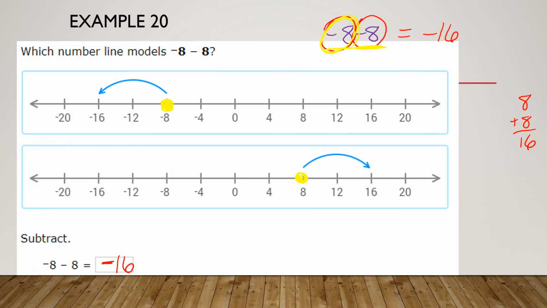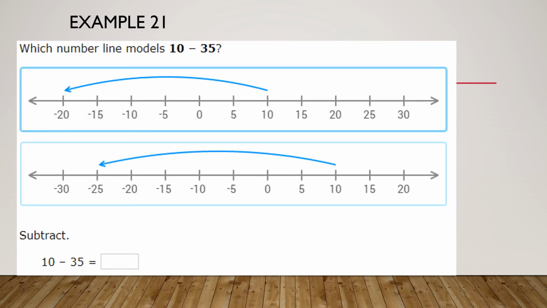So if you're subtracting 8, you're going to the left 8 spaces. However, on this number line, it is going up by 4s in each space. So since it's going up by 4s, and we only need to go 8, then we're only going over 2 places, which puts us at negative 16, which supports our answer here at the bottom. Pause your video and try example 21.